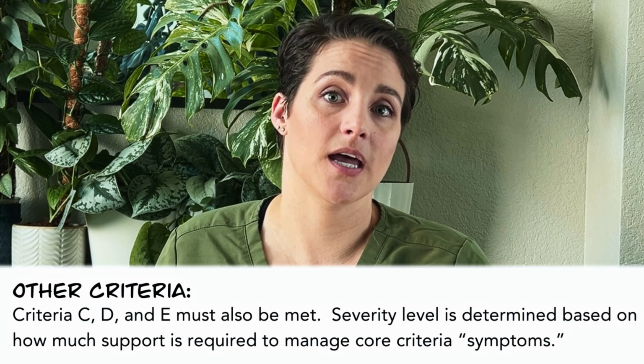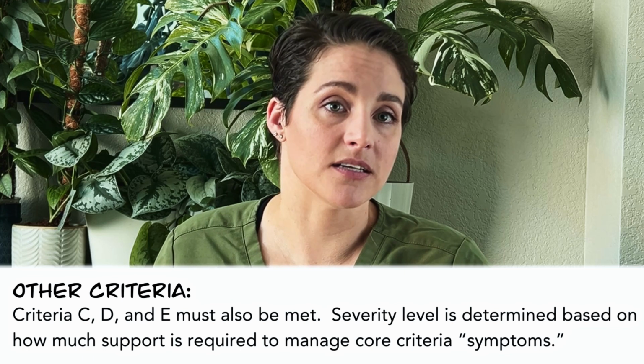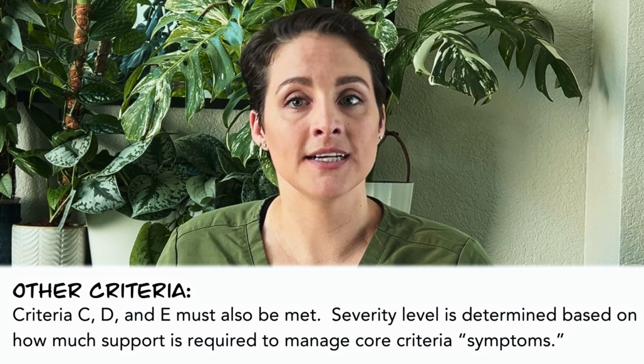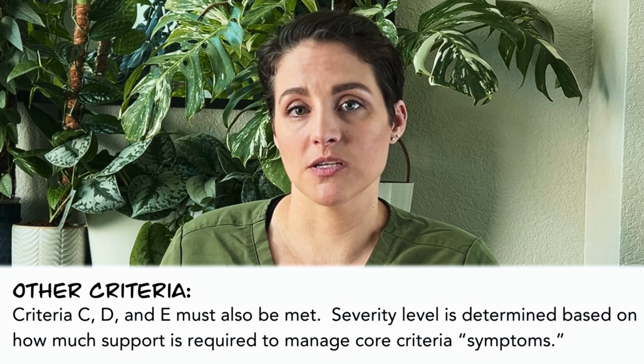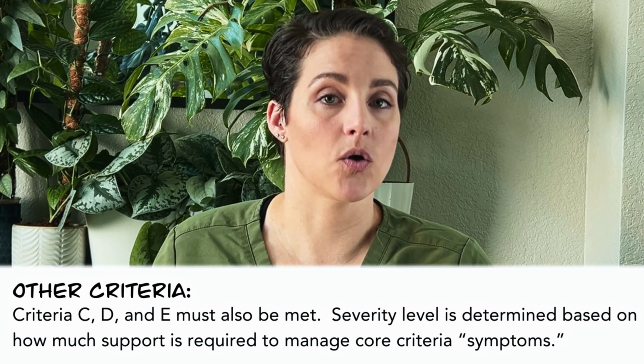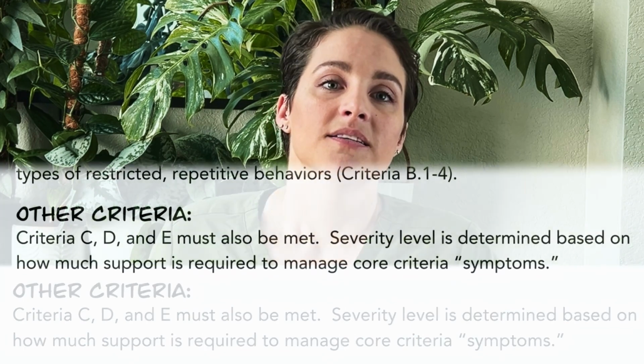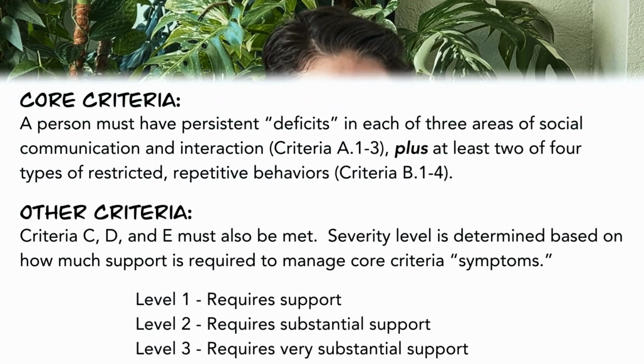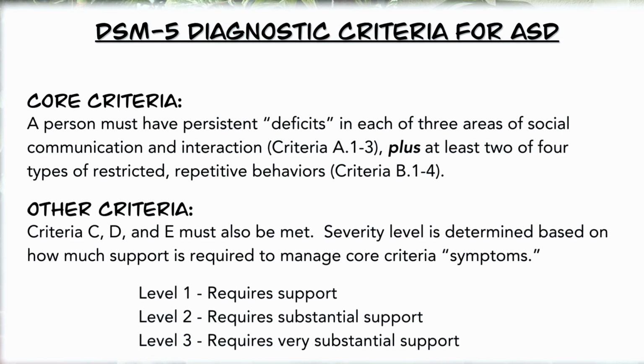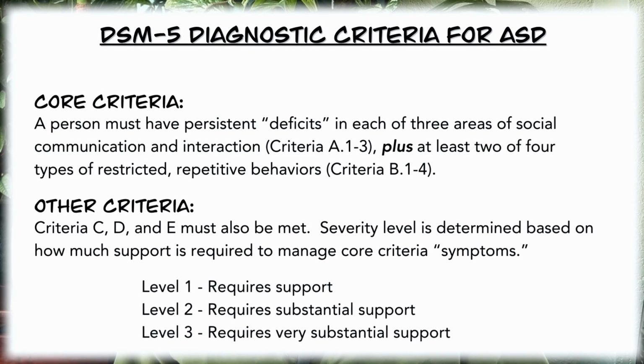The other criteria, C, D, and E, must also be met, and then the severity level depends on how much support is required to manage one's core criteria symptoms. So that's defined as level 1 requires support, level 2 requires substantial support, and level 3 requires very substantial support, which I find very substantially lacking in clarity.